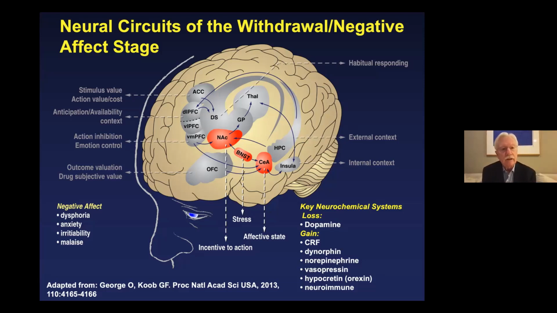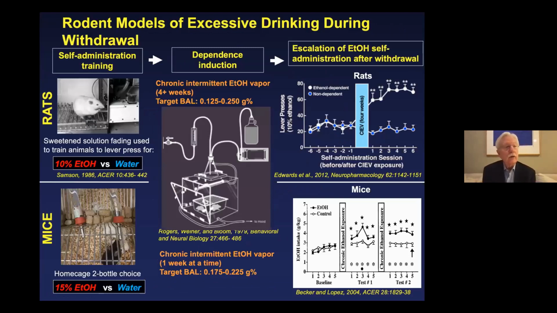And I'm going to argue that the negative affect, the hyperkatifeia, that's associated with the withdrawal negative affect stage involves not only a loss of reward function, as we'll talk about in a second, but also a gain in the brain stress system. Now, what about animals that are dependent? How do we do that? Well, there have been a whole variety of different methods used over the years to induce dependence in animals. You can allow animals to drink alcohol for very long periods of time. You can use animals that are predisposed to drinking excessive amounts of alcohol.